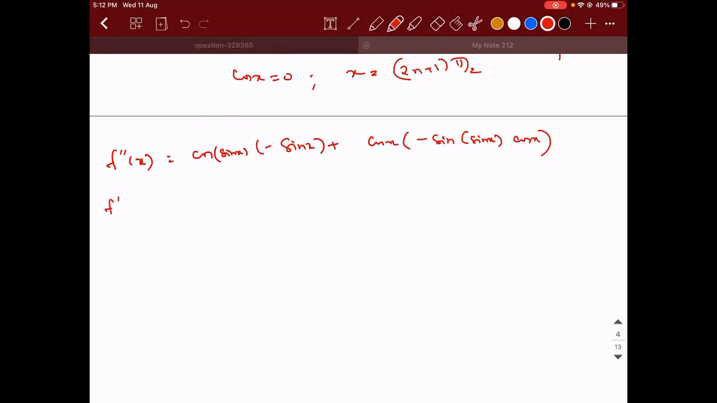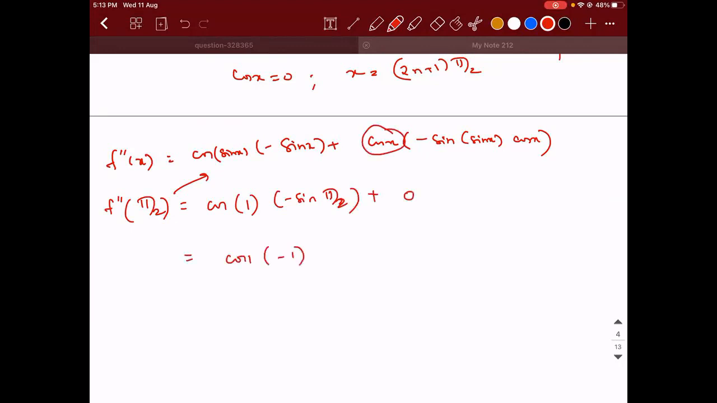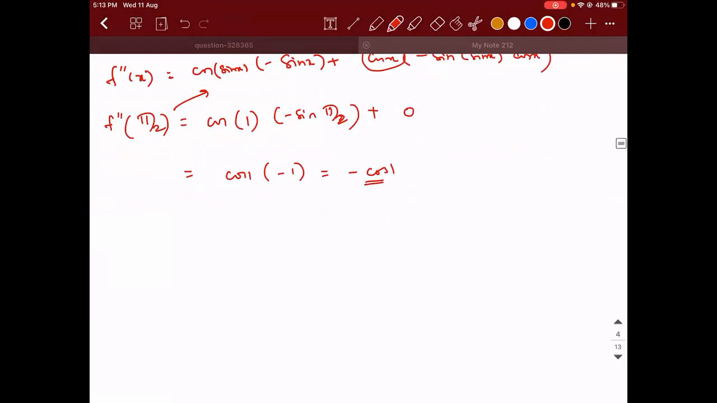Now, f double dash of pi by 2 is how much? If you substitute it here, it will become cos of sin pi by 2, which is 1, into minus sin pi by 2, which is minus 1, plus cos pi by 2, which is going to be 0. So cos 1 into minus 1, minus cos 1 is the answer. So that is f double dash of pi by 2.